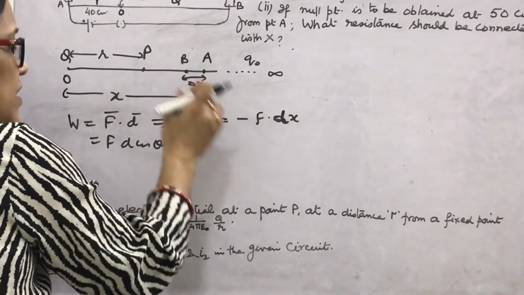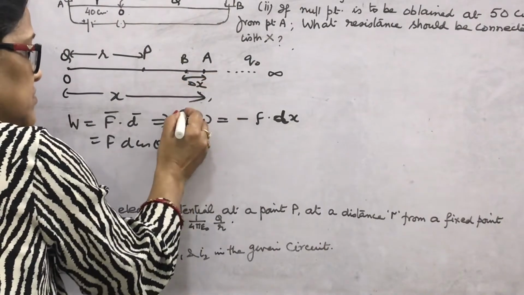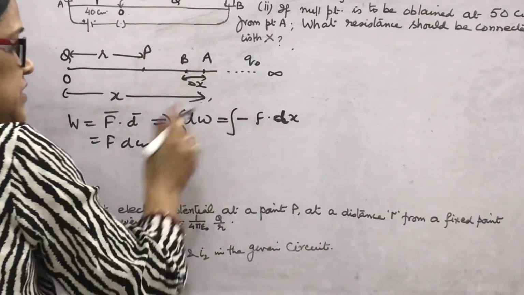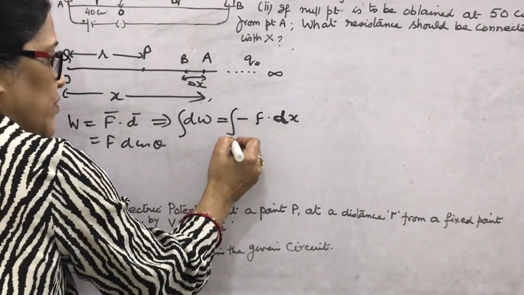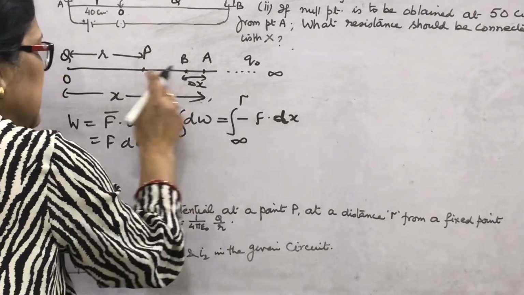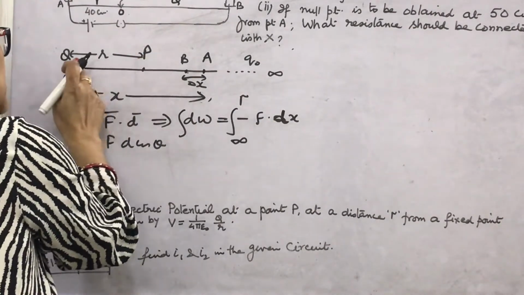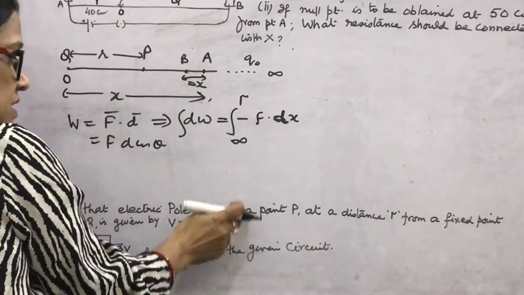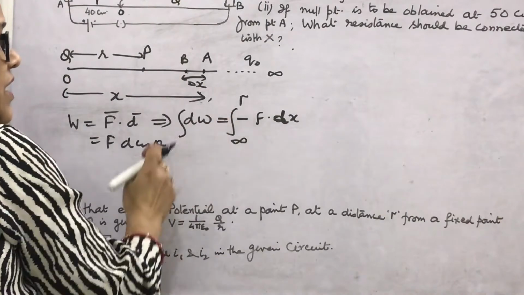Now to find the net work done, this equation is to be integrated. What will be the integration sign? From where to where? From infinity to the distance r, that is at point P, whose distance is r from the point charge as it is given. So apply the limits from infinity to r.